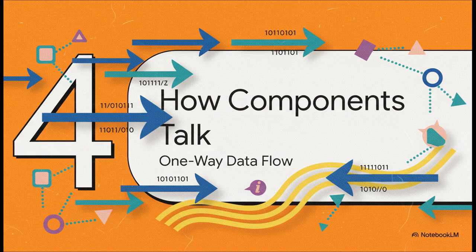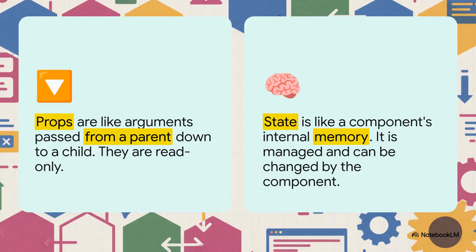Okay, so we have all these wonderful isolated components. But how do they talk to each other? How does a button in one component tell the main page that something happened? Well, React enforces a very clear and predictable pattern for this called one-way data flow. Now to get this, you have to understand the two types of data in React, props and state.